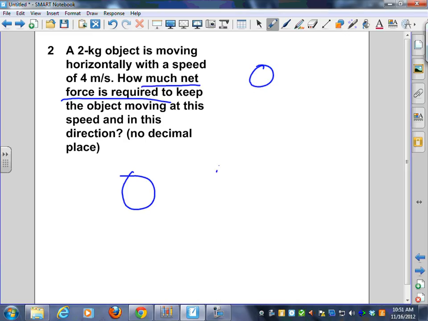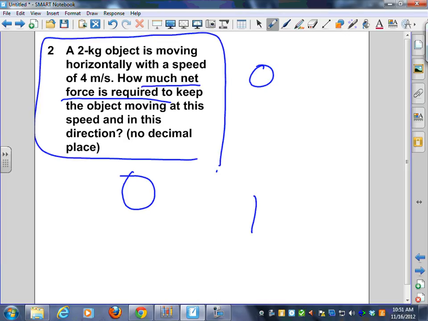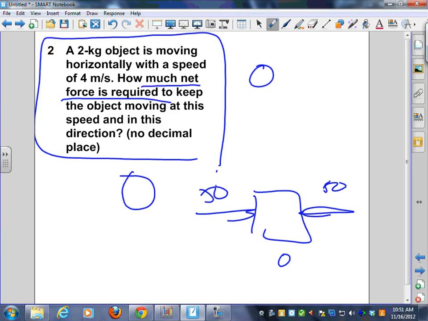Remember how I said I was going to ask you that question over and over again? This one, the 50 and the 50? That's the same question, because what's the net force here? 0. Same question, just worded backwards. Okay? And I'm going to ask you it again. Correct answer is 0.